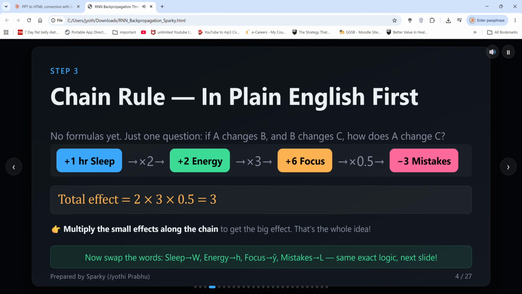Before we touch any formula, let's understand the chain rule in plain English using a simple example. Imagine, 1 extra hour of sleep increases your energy by 2 units. 1 extra unit of energy increases your focus by 3 units. 1 extra unit of focus reduces your mistakes by half a unit. So, how much do your mistakes drop if you sleep 1 extra hour? You simply multiply the effects, 2 times 3 times 0.5, which equals 3. That multiplication of small effects, chained together, is the entire chain rule.